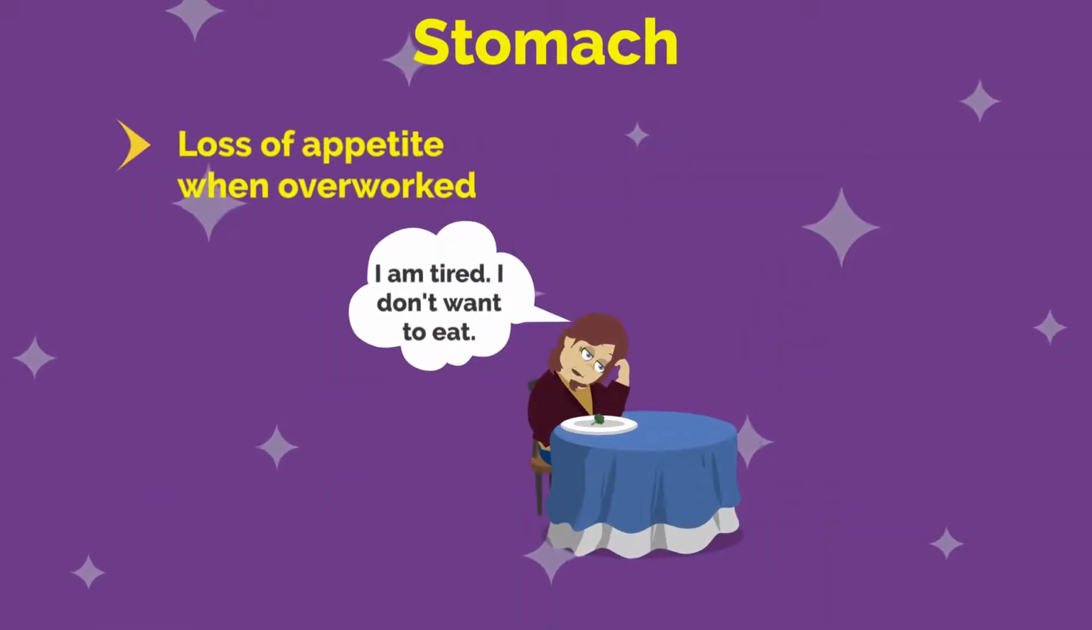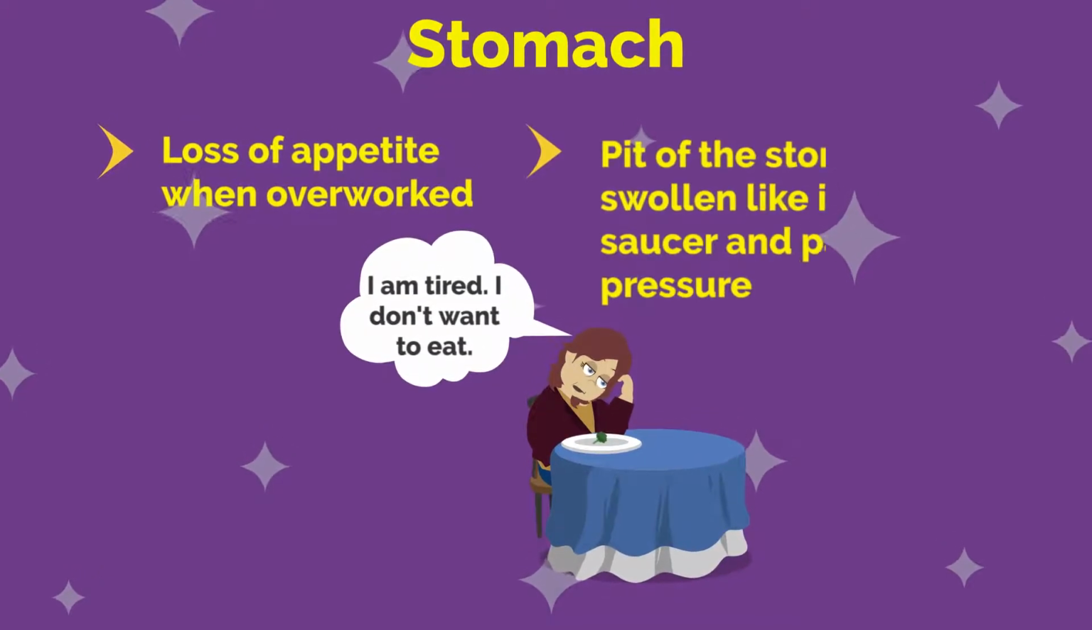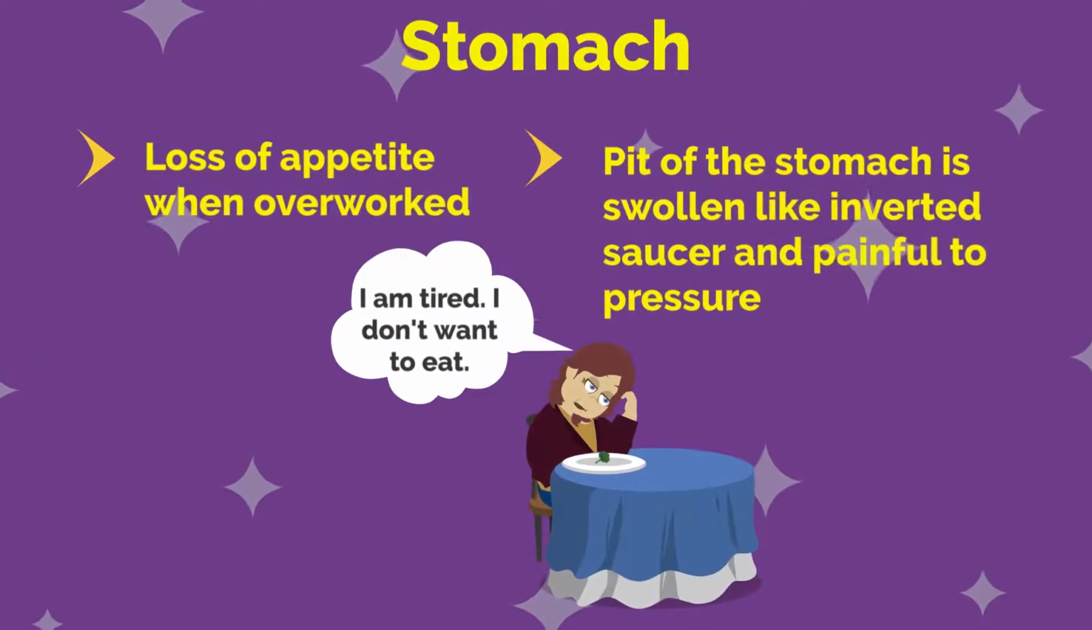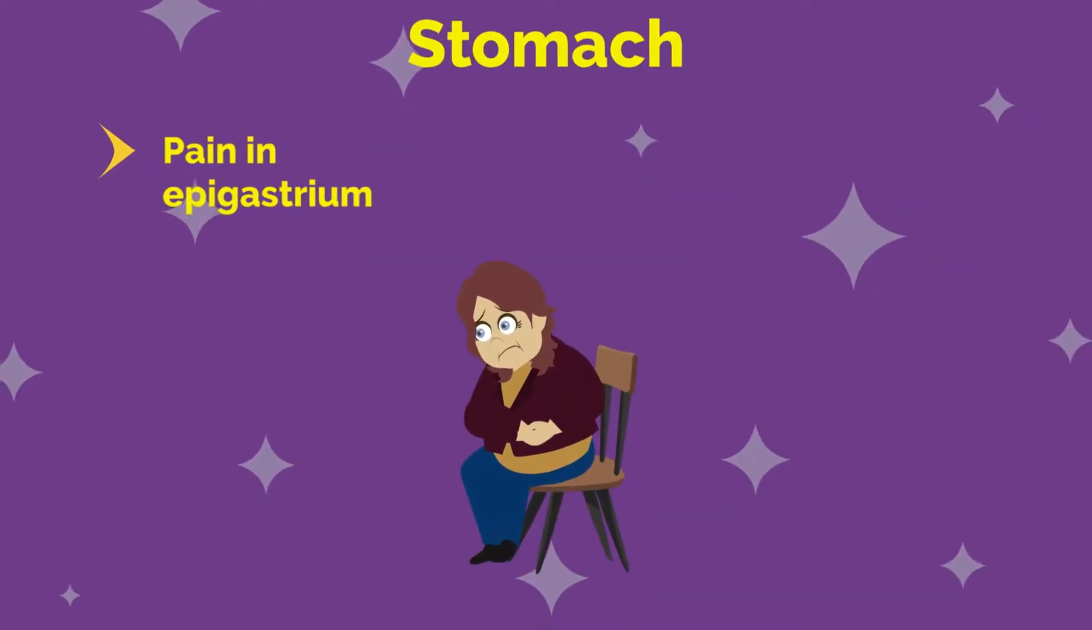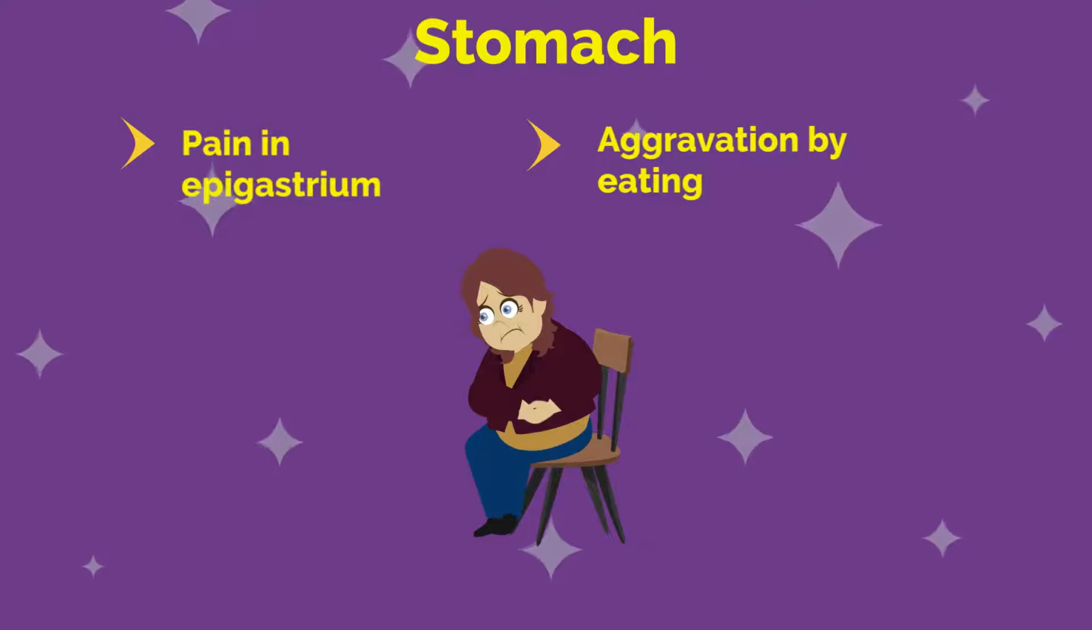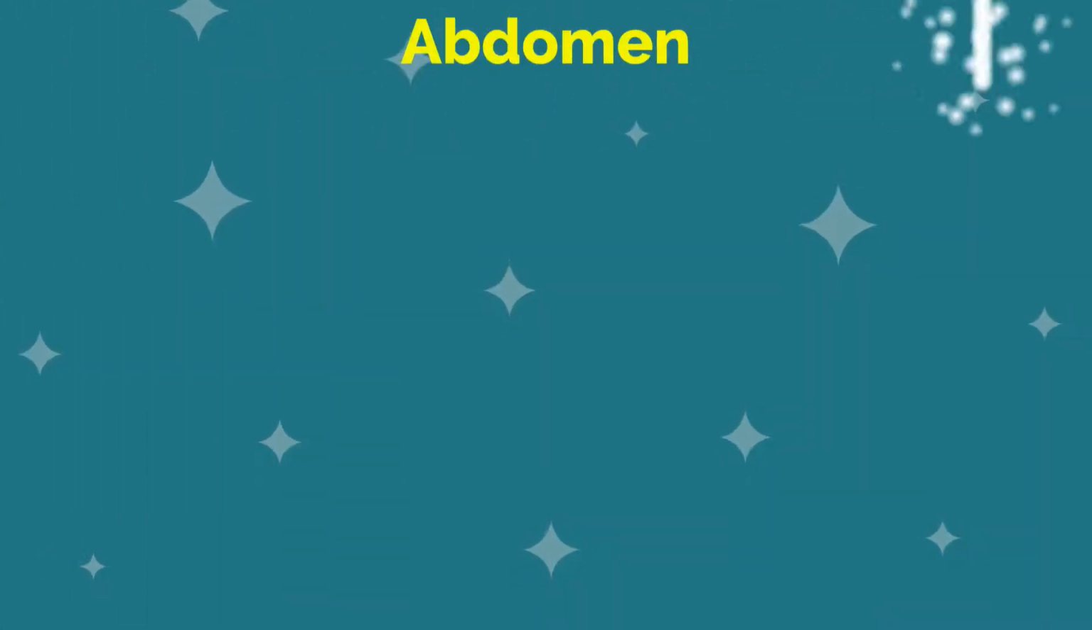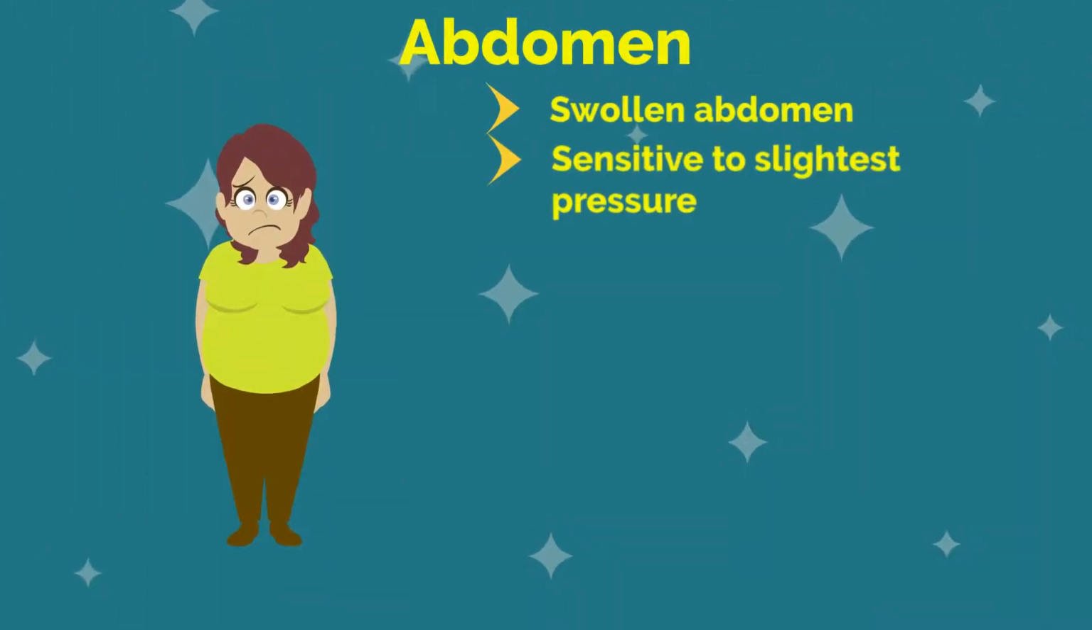There is loss of appetite when overworked. Pit of the stomach is swollen like an inverted saucer, and painful to pressure. There is pain in the epigastrium. Aggravation by eating. Now comes the abdomen. It is swollen and sensitive to the slightest pressure.